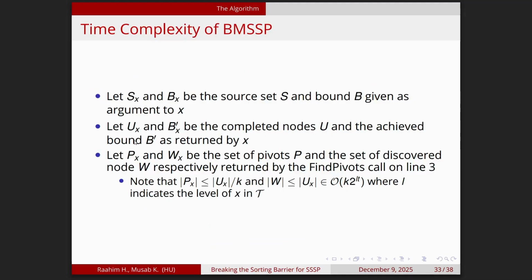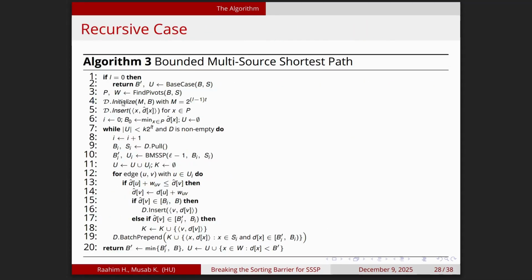Furthermore, let's define some notation really quickly. Let Sx and Bx be the source set and the bound B given as argument to x, where x is a recursive call. Let Ux and B prime x be the completed nodes U and the achieved bound B prime as returned by the recursive call. Let Px and Wx be the set of pivots and the set of discovered nodes W, respectively, returned by the find pivots call in the algorithm, which is at line 3 here.